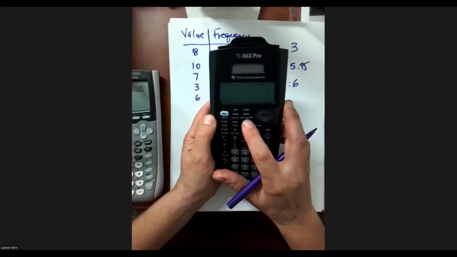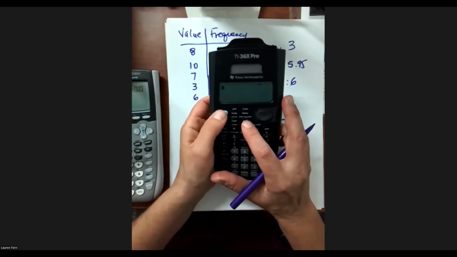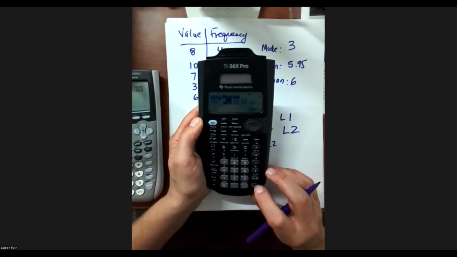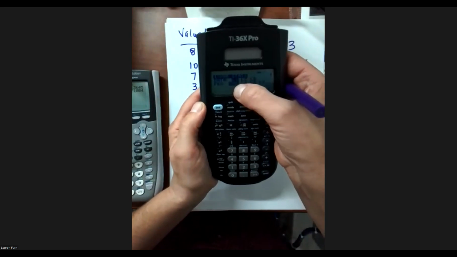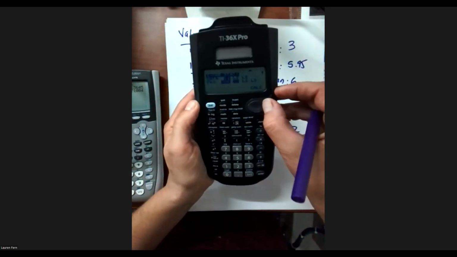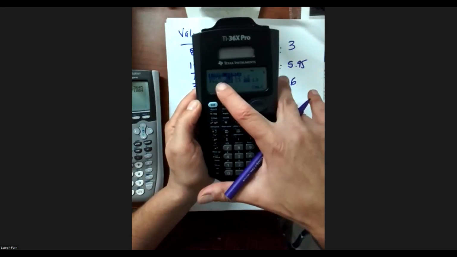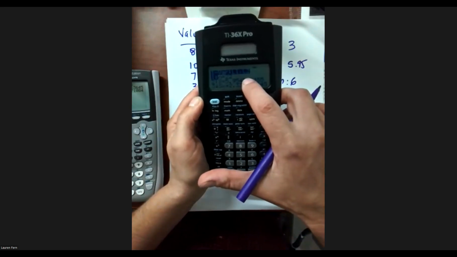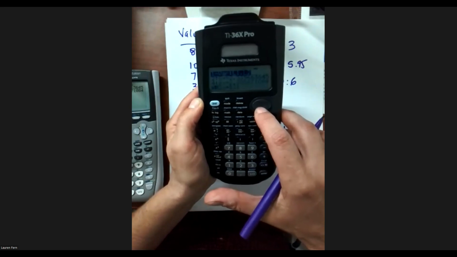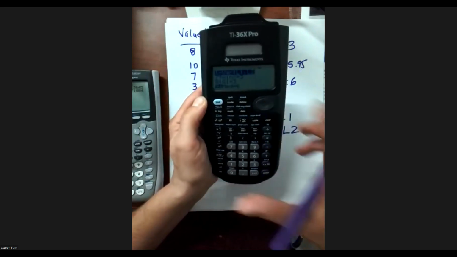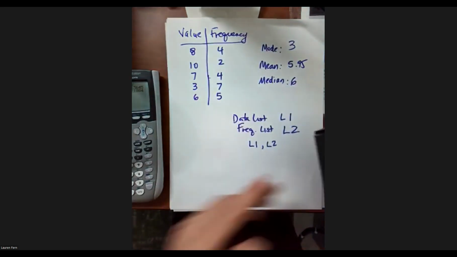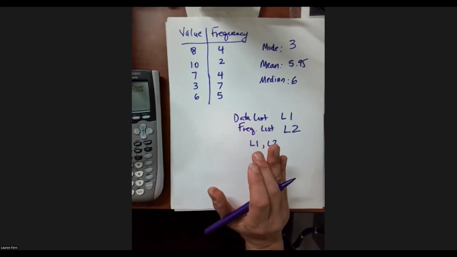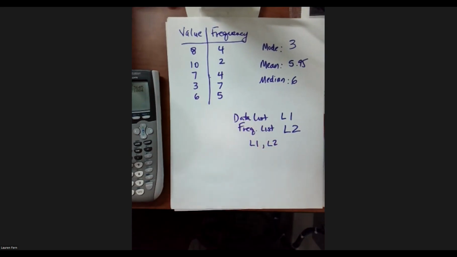I can do the same thing over here, but to do my computations here, I hit second data. I again go down to 1 var stats. Notice my data's in L1, so I'm going to hit enter. But now I'm going to go over to L2 for my frequency list. And notice we get the exact same mean and the exact same median. Isn't technology awesome? Sometimes, other than when I got all mad at this projector.